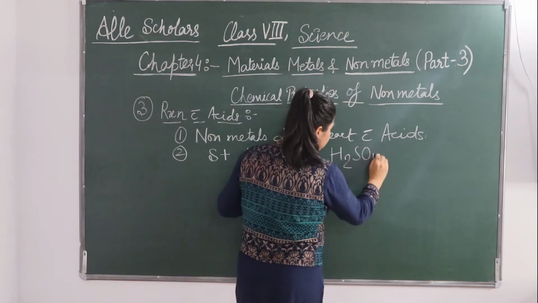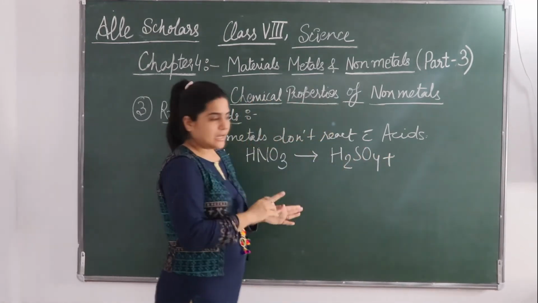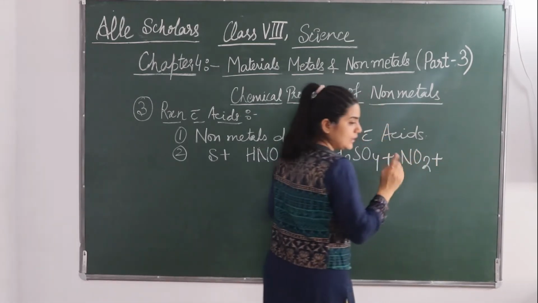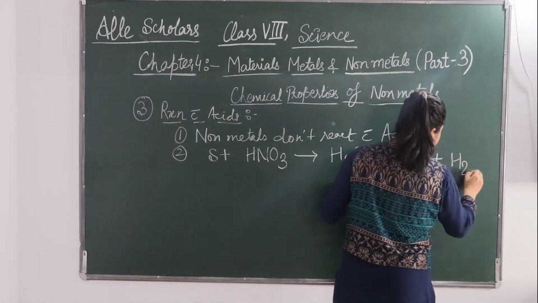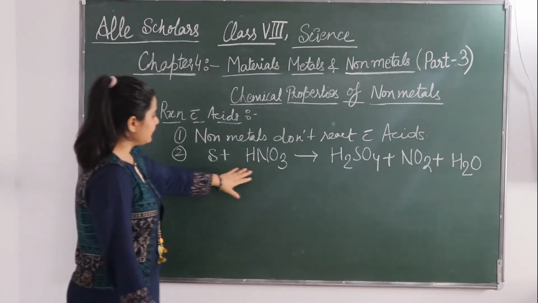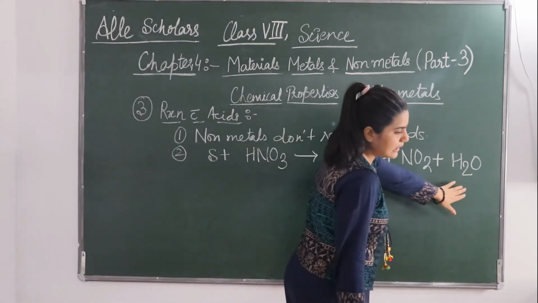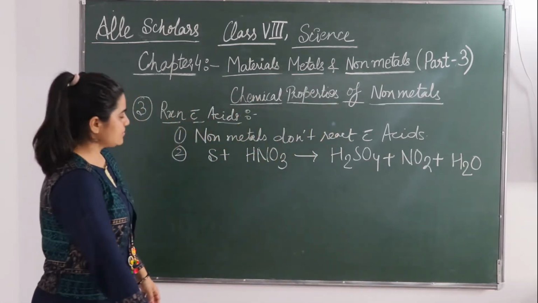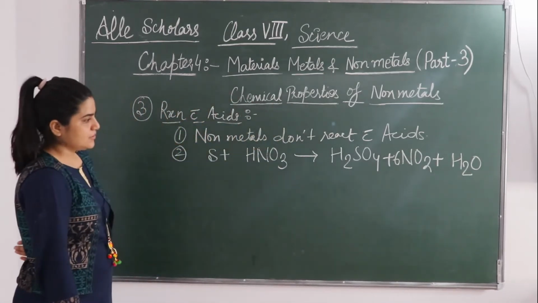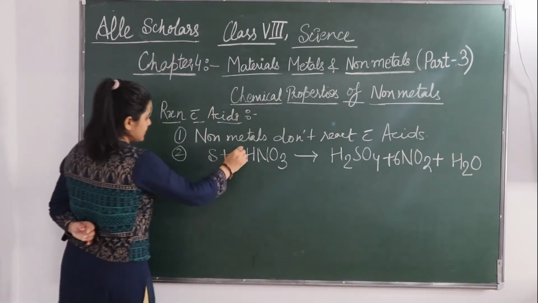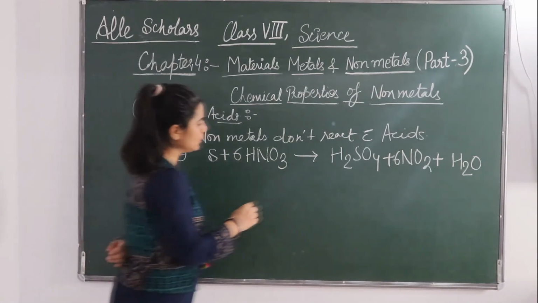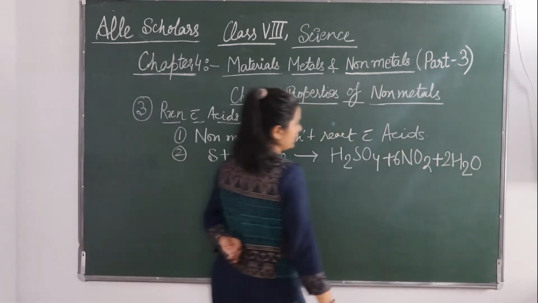H2SO4 is being produced, plus NO2, nitric acid, plus water is being released. Here you can see that when sulfur is reacts with nitric acid, water is being released. You can just balance the reaction. 6NO2, H2O, H2SO4 and 2, so 4 hydrogen here.